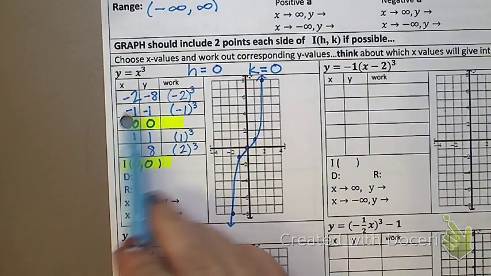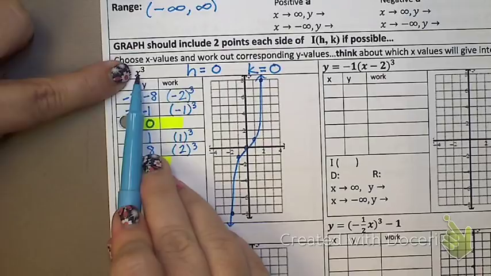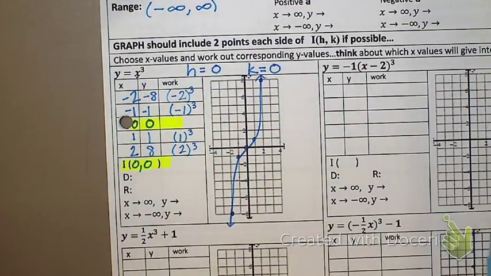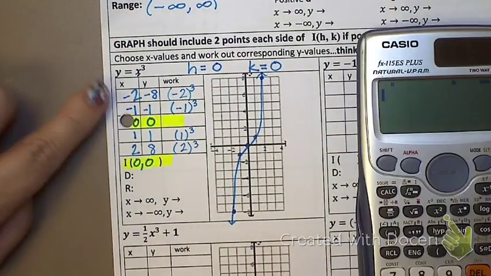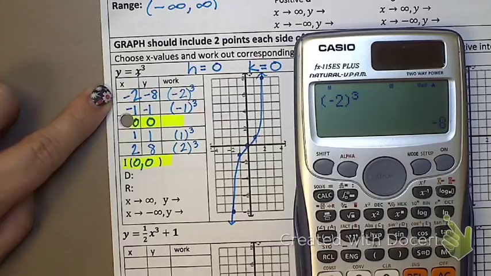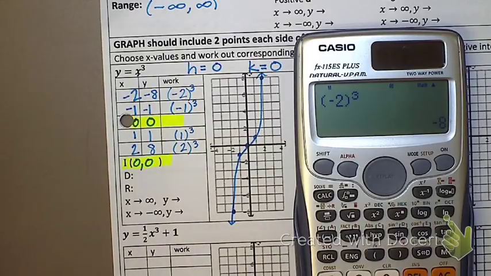Right here? -2, I'm plugging it in right there, so -2 to the third power would be -2 times -2 times -2. You could also go to your calculator and do -2 to the third. Okay?